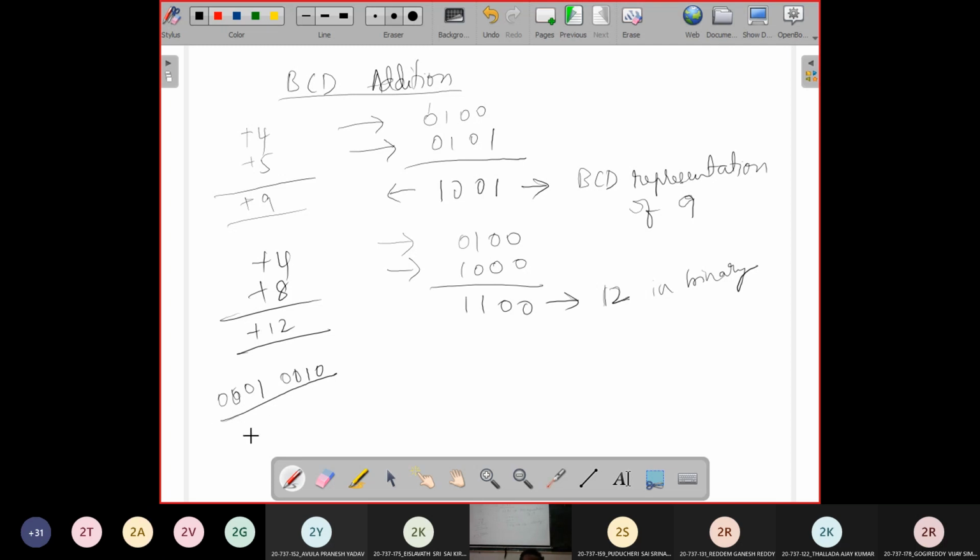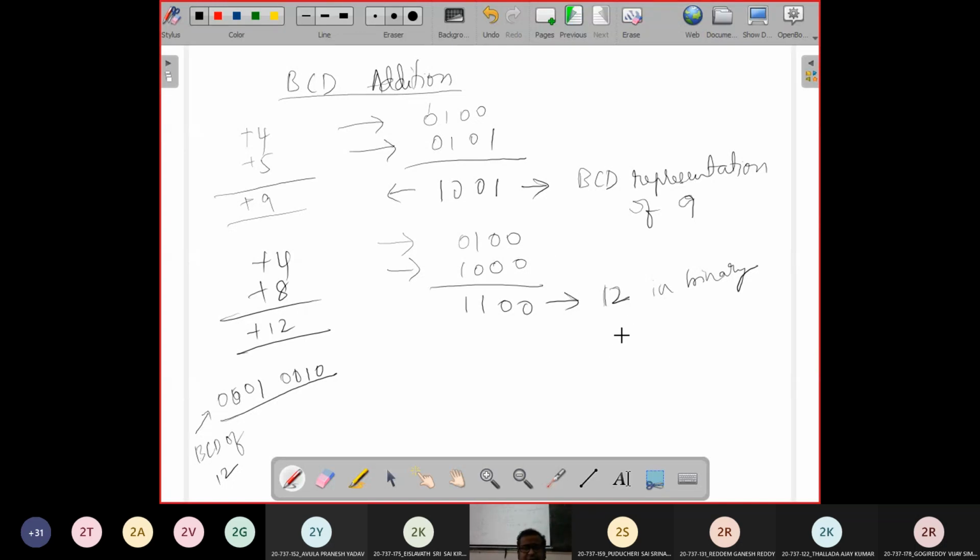I want the answer in this format. So this is the BCD representation of 12. This is BCD of 12, right? Do you agree or not? Yes, sir. But what we got here from the operation is an answer that is not in BCD form. So how do you make this into BCD form? We have a small logic here.